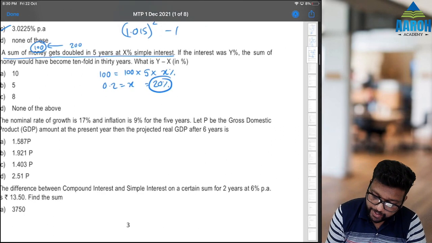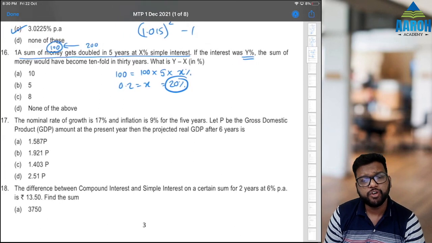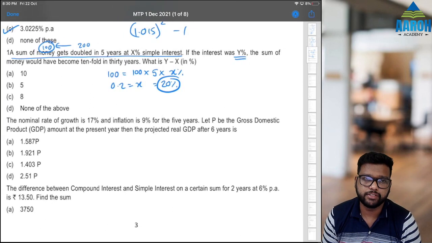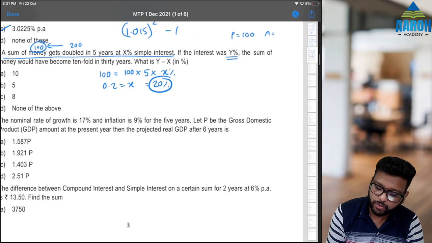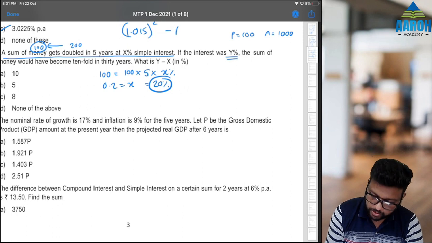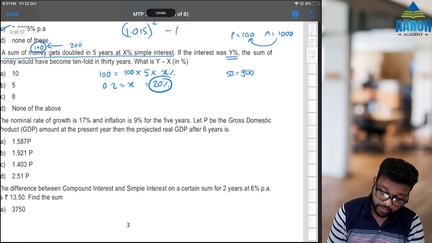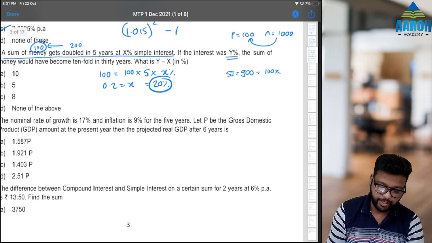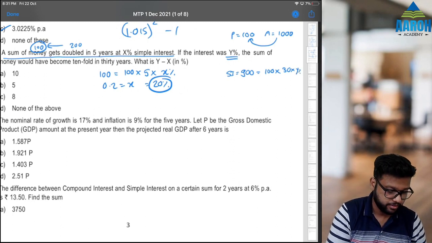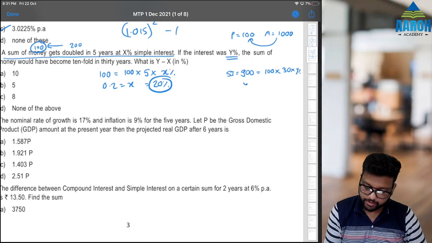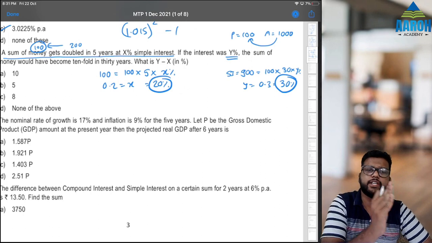Next, if interest was Y%, then sum of money would have become tenfold in 30 years. Now our sum of money was 100. So our amount will be tenfold, that is 1000. So our simple interest in this case will be 900, which will be equal to principal into 30 years into Y%. Again let's find Y. 900 by 100 by 30. So Y is 0.3, which is 30%. So Y minus X will be 30 minus 20, 10.